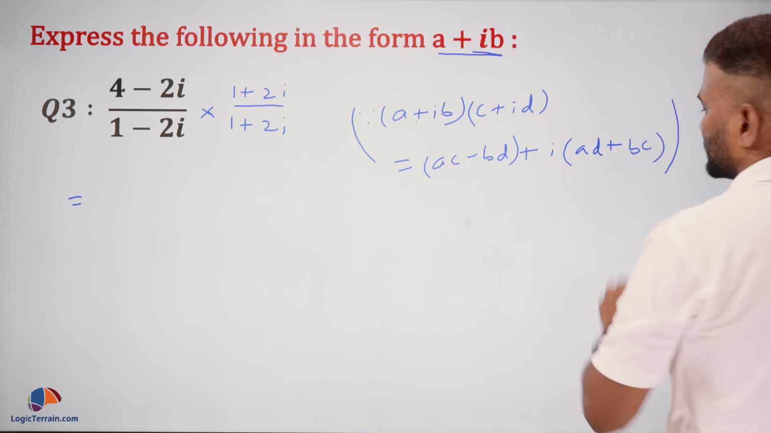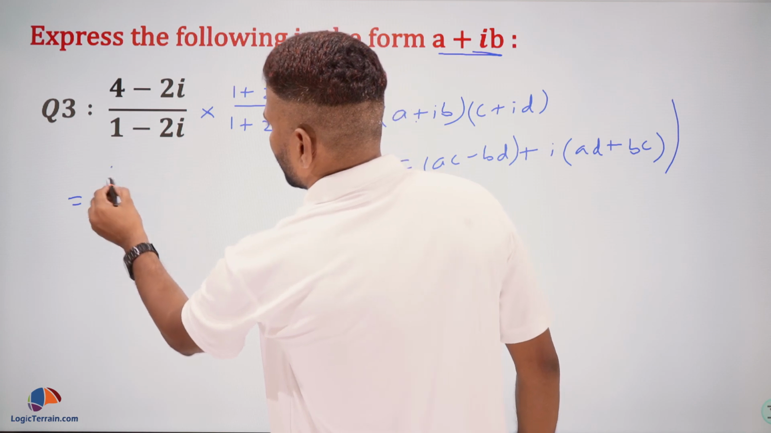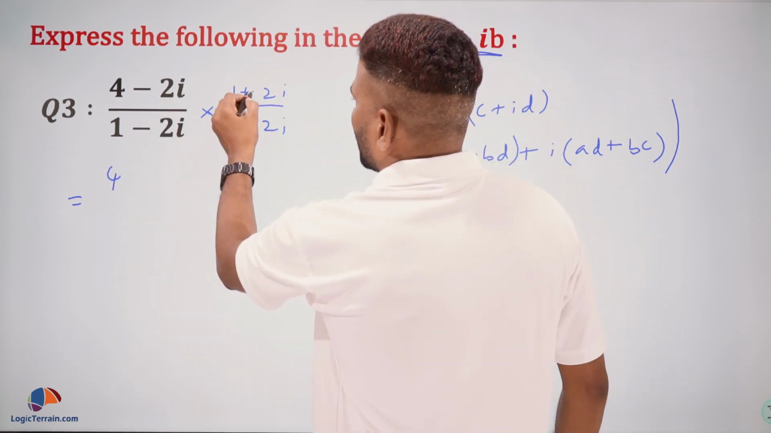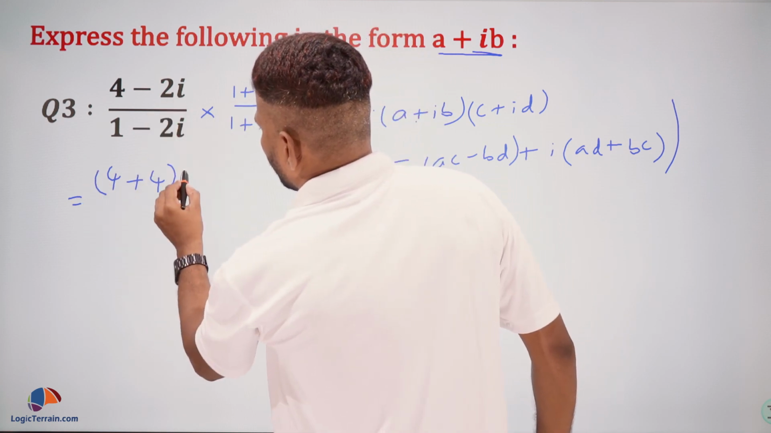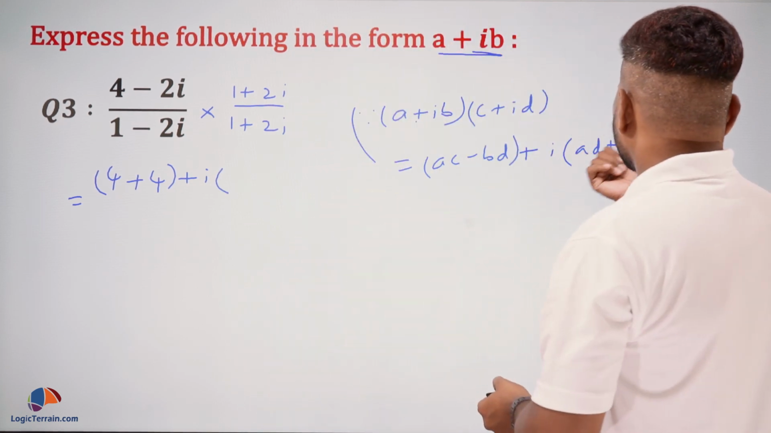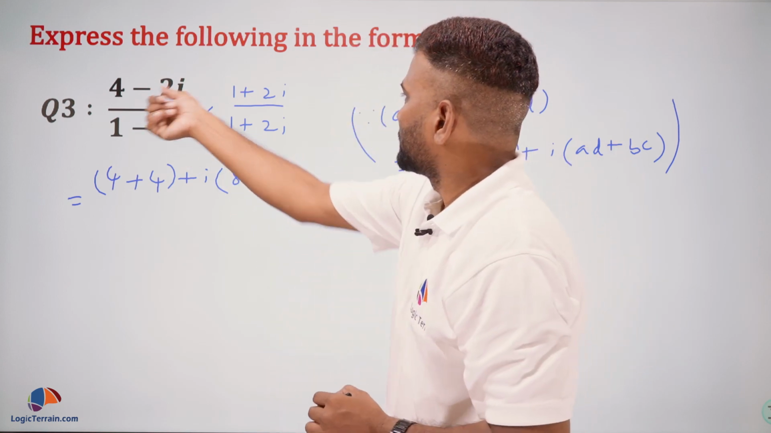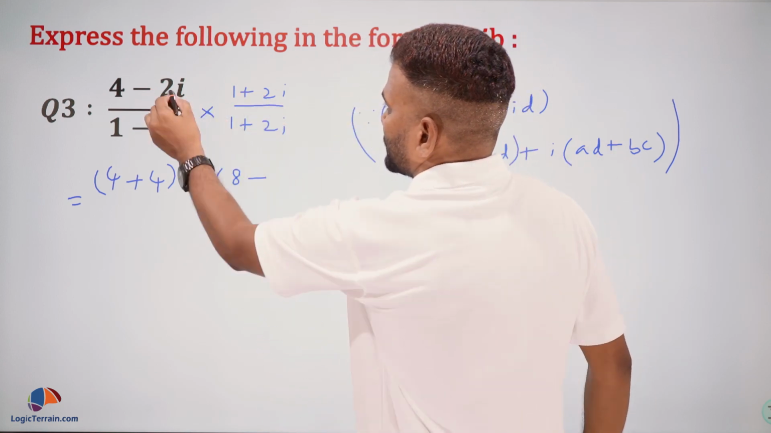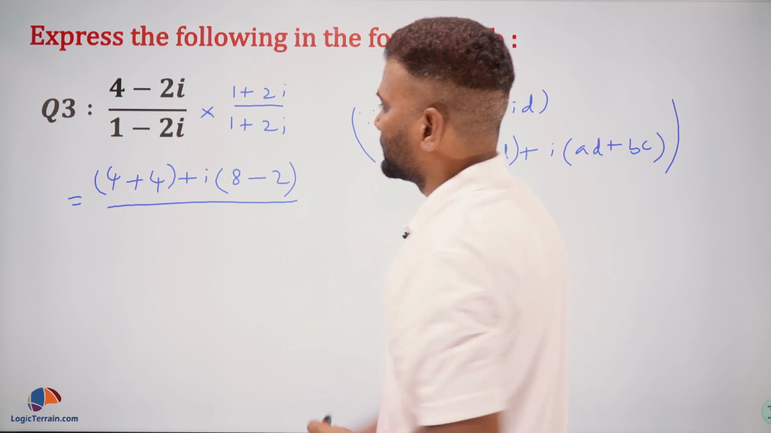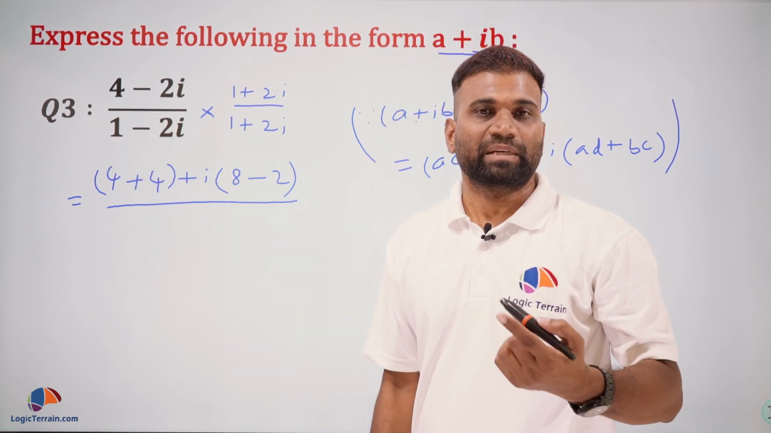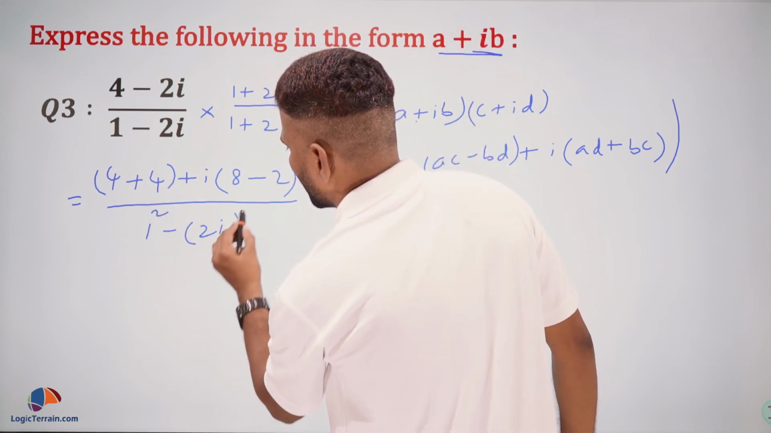So we'll use this rule, that is here a, b, c, d. Then ac, 4 1s are 4, minus bd, negative into positive negative, negative of negative it becomes positive, 2 2s are 4, plus i of (ad plus bc). Here ad, 4 2s are 8, plus into minus 2, 2 1s are 2. Upon the denominator, which looks like (a minus b) into (a plus b), which becomes a square minus b square, 1 square minus (2i) whole square.